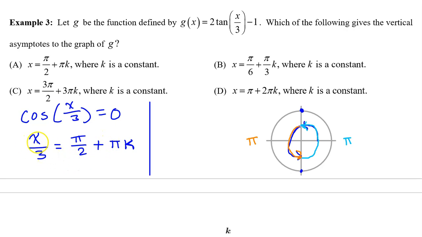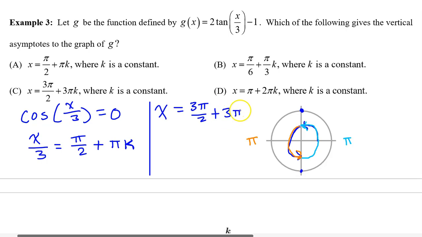Finally, I can get x by itself by multiplying both sides of the equation by 3. Multiplying on the left by 3 gives me x. Multiplying pi over 2 by 3 gives me 3 pi over 2. And multiplying pi k by 3 gives me 3 pi k. This is an expression for the infinitely many asymptotes, and the answer is C.